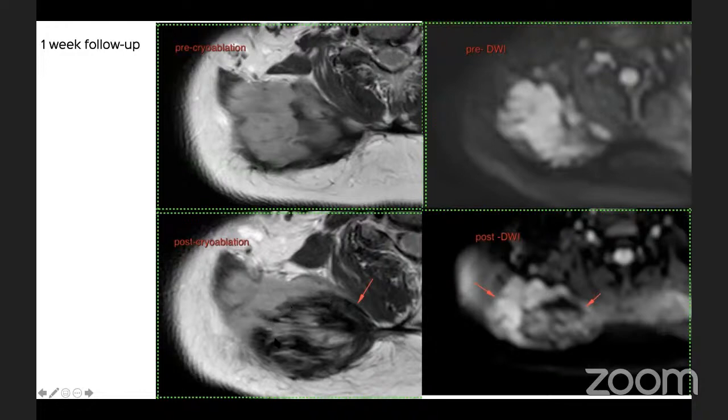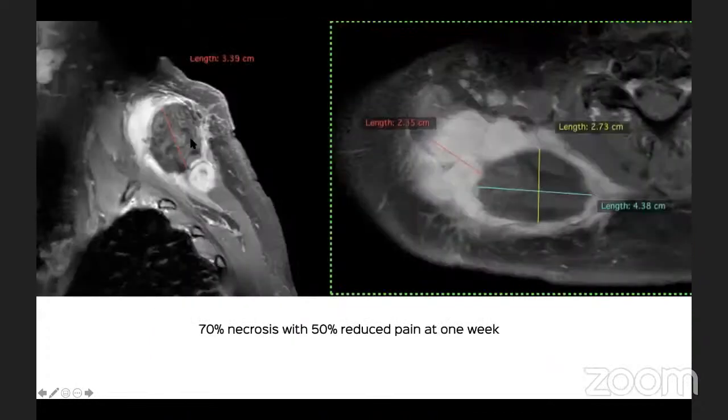And you can see how this entire area has become dark. That's the diffusion, and at least 2/3 of it has been ablated. That's on the contrast, and about 2/3 has been ablated. The patient's fine. Her pain is not completely gone away, but she says she feels better. We're going to keep monitoring her and then see if we can offer her something more if she doesn't improve.